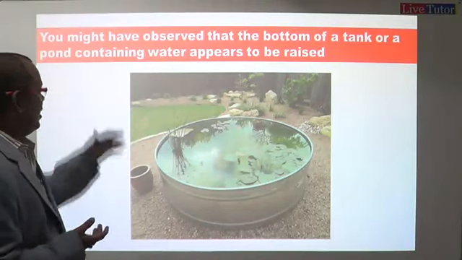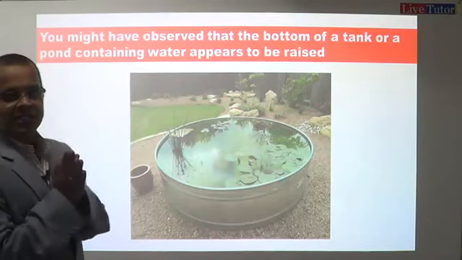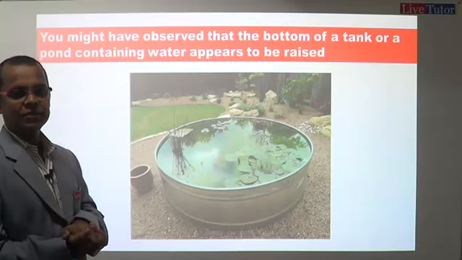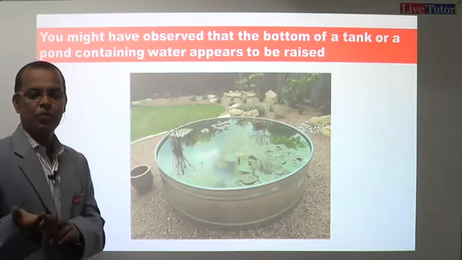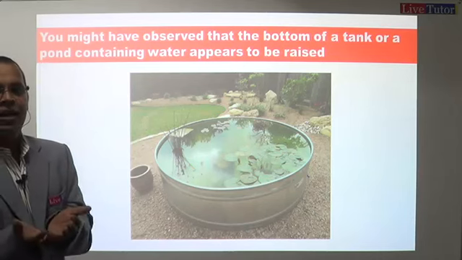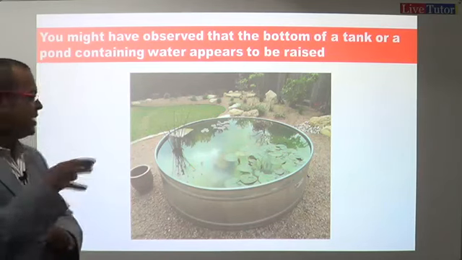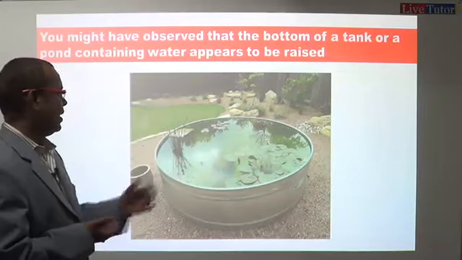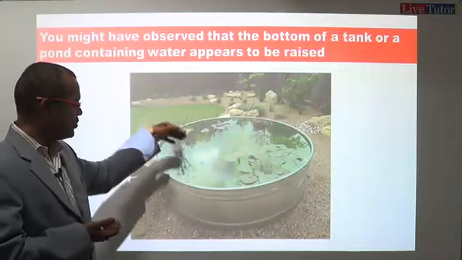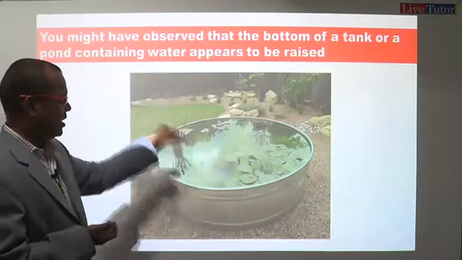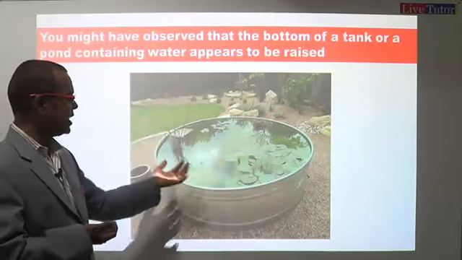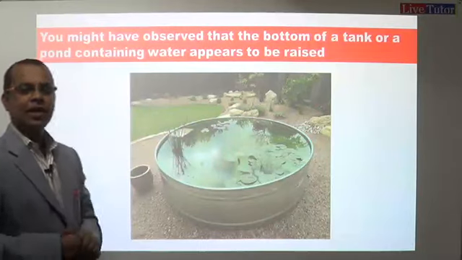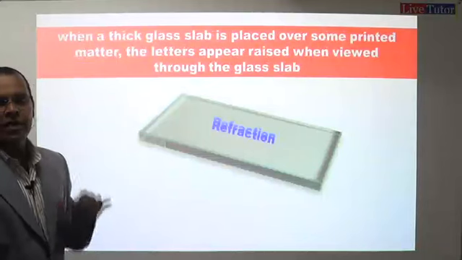Now for example, you would have seen a pond or a tank which is containing water, right? That water might have looked like it was raised. Have you ever seen a pond or a bucket full of water? If you peep inside that water, the bottom layer, though it is very deep inside and not shallow, may look as if it is shallow when you look from a distance. That is, the bottom would seem to have been raised, but it is not actually raised, it is very deep inside. This is one of the examples.